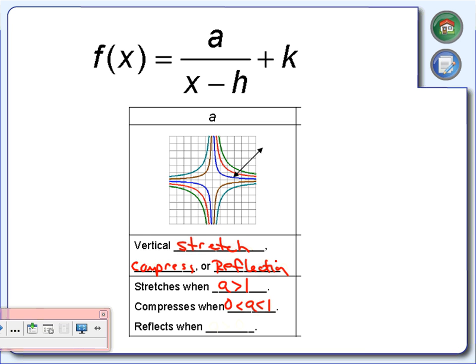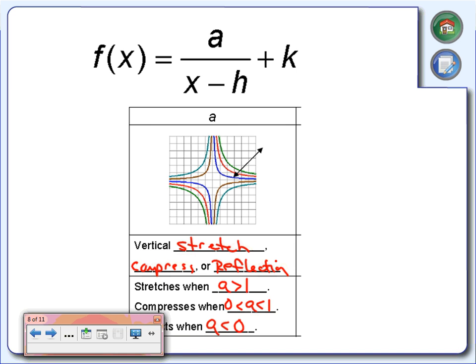When do we get a reflection? What kind of A value do we have to get in order to have a reflection? A negative. Well, that means that A has to be a number less than 0. Anything less than 0. In other words, any negative number would cause a reflection in the graph. Reflection over the x-axis. So this is what our A is going to do to our parent function. You notice a lot of this stuff sounds familiar from our quadratics and our radical functions. Everything we did back then still applies.